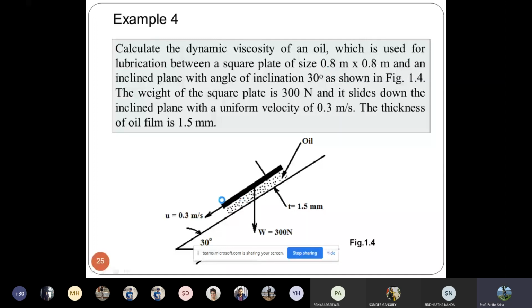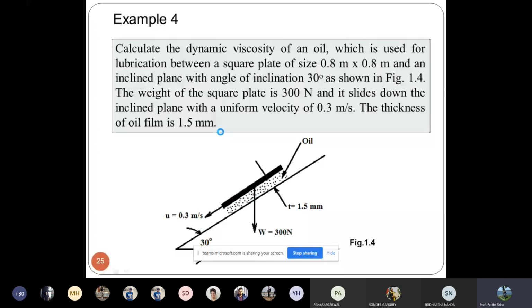And an inclined plane with the angle of inclination 30 degrees, as shown here. The weight of the square plate is 300 Newton, which is acting downwards. It slides down the inclined plane with a uniform velocity of 0.3 meter per second. The oil film here is being used for lubrication so that the plate can easily slide past on this inclined plane. The thickness of the oil film is given as 1.5 millimeter.